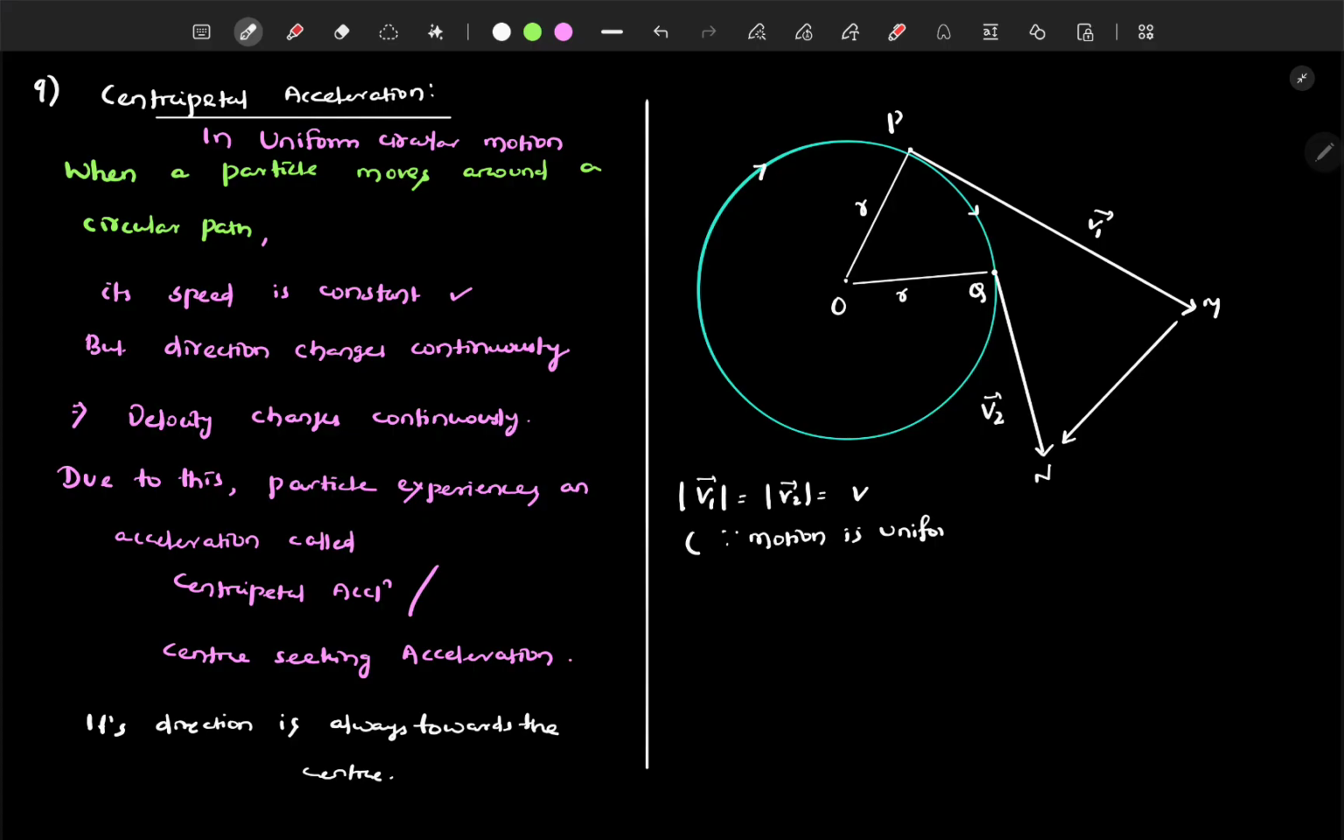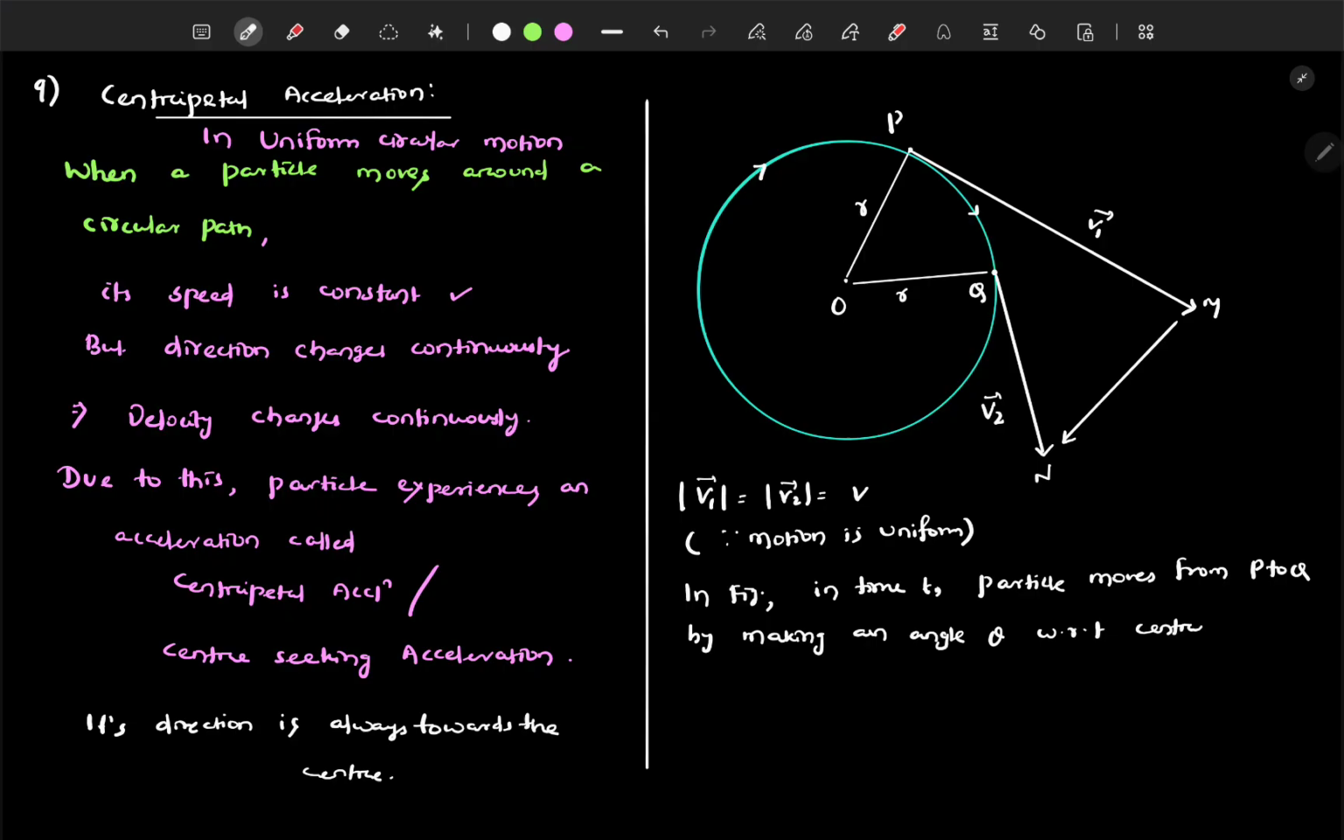We have to represent it like this. So in time t, in the figure we can write, in time t, the particle moves from P to Q, by making an angle theta with respect to the center. And during this time, the displacement is delta S suppose.